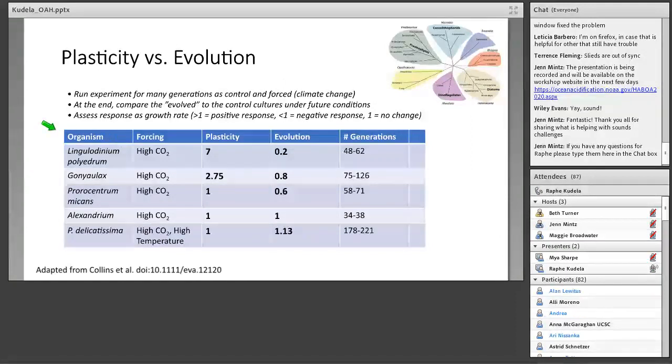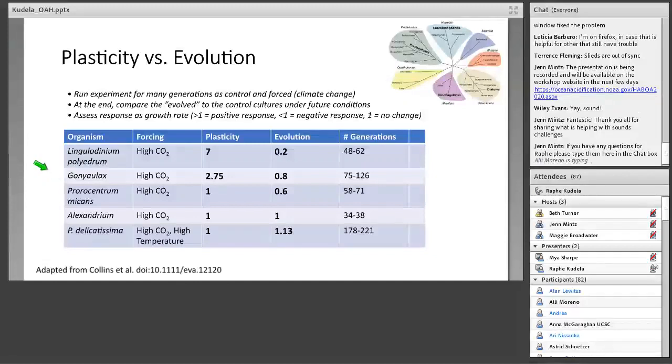And so what I want to introduce is this really cool paper that was published by Sinead Collins and co-authors in 2014. What she was looking at is the difference between short-term adaptation or plasticity and long-term evolution in harmful algal bloom species. And so I've only, again, pulled out the organisms that we find on the west coast of the US, so focusing on California.